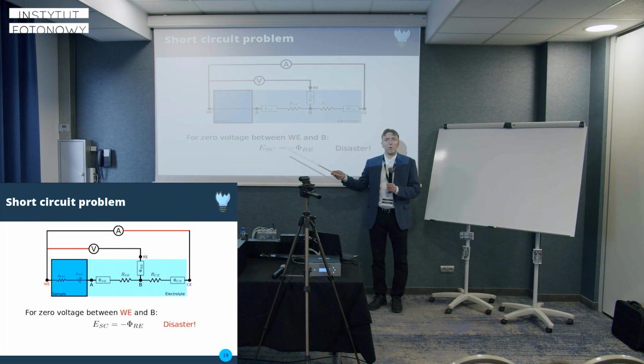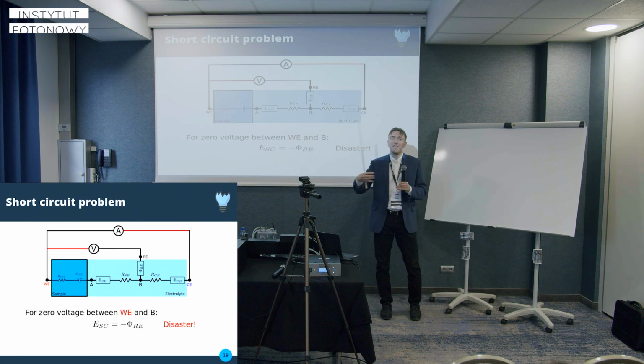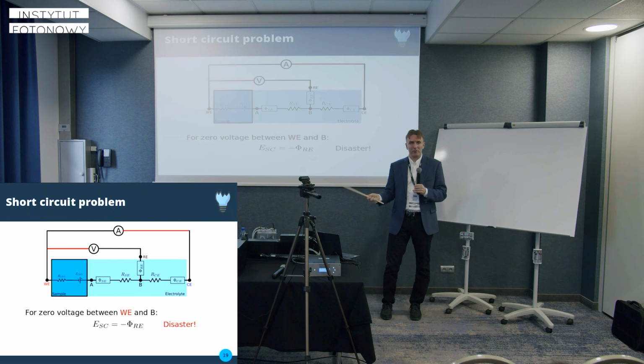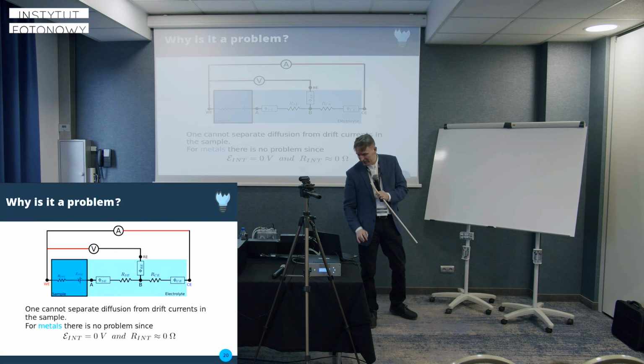So we don't know what potential we shall set on the potentiostat to get 0 voltage between points WE and B. So even in this relaxed scenario, we are also unable to force our system to do that kind of measurement. So this is kind of, I'm going ahead of myself a little bit.